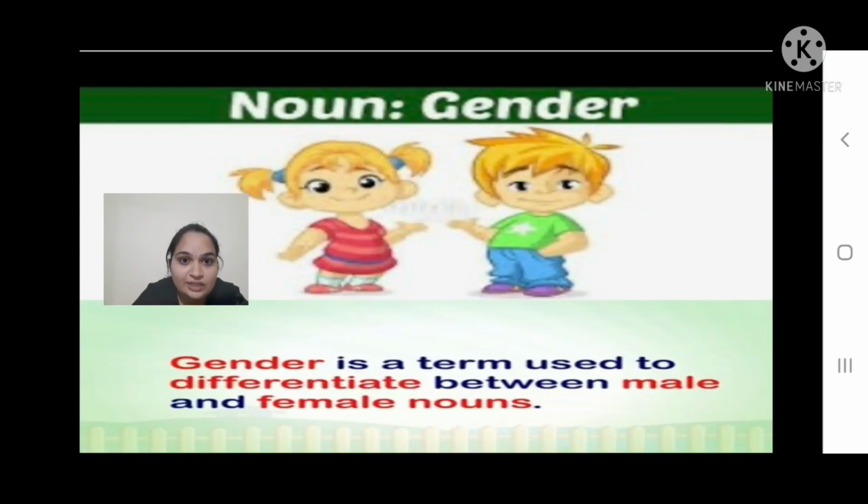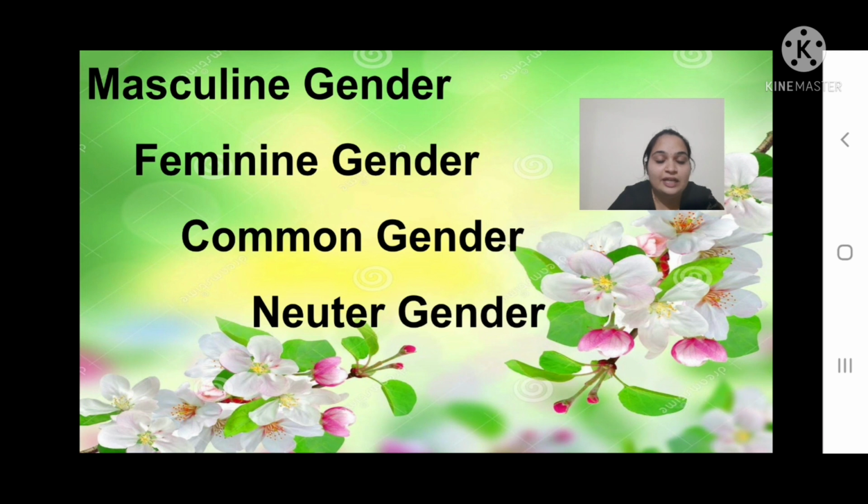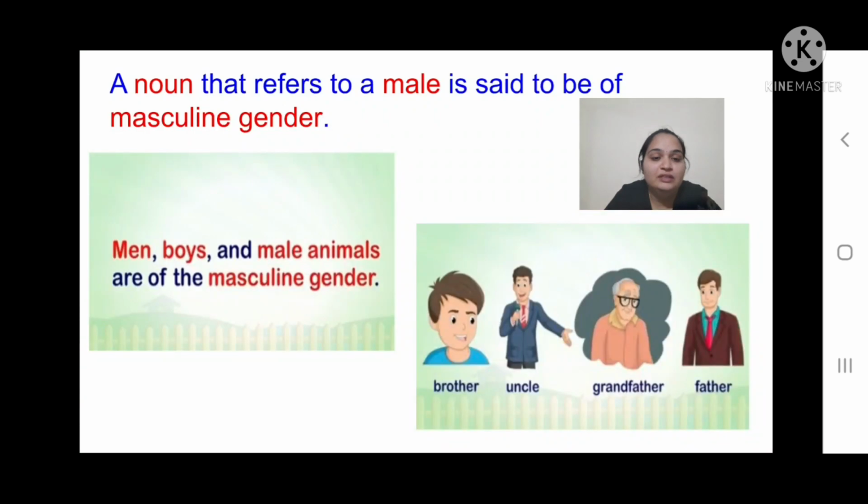So what are genders? Why are they used in nouns? Gender is a term used in nouns to differentiate between the male and female nouns. So let us know them one by one. There are 4 types of genders in nouns. They are masculine gender, feminine gender, common gender and neuter gender. Let us know them one by one. First, it is masculine gender.